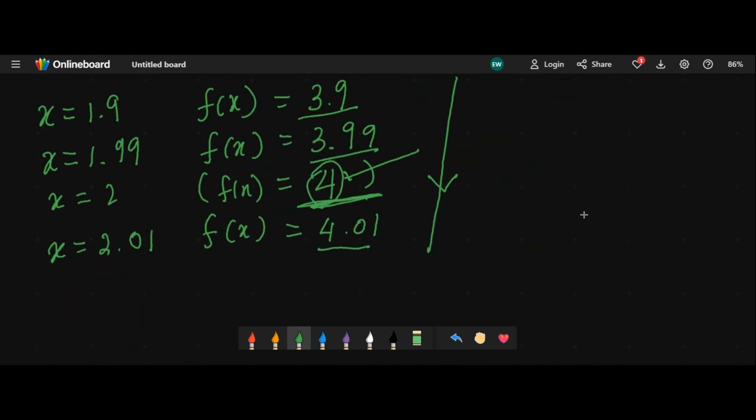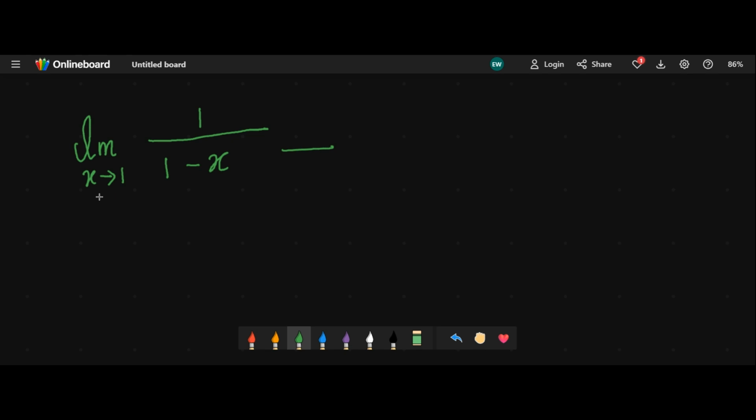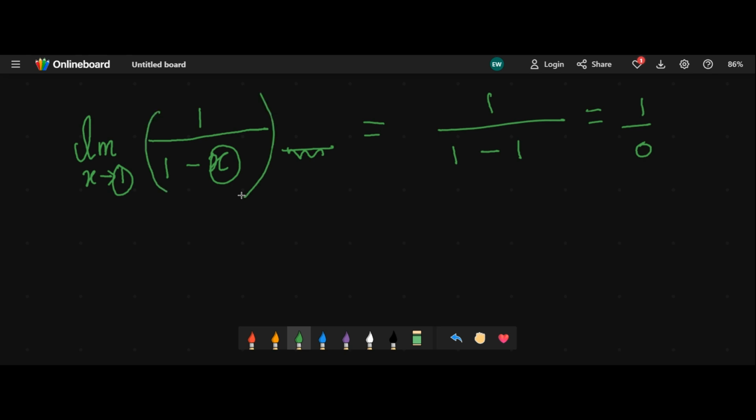So if we come to our question, limit x approaches 1, 1 divided by 1 minus x. Whenever you get a limit, the first step you need to do is directly substitute the value. So it will be 1 divided by 1 minus, instead of x, you have to put 1. So it will be 1 divided by 0. So again, it is undefined. You can't divide a number by 0. So you can't solve it. It means you can't predict the value of this function when x is equal to 1.